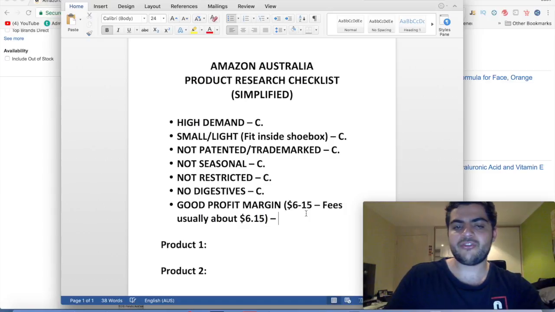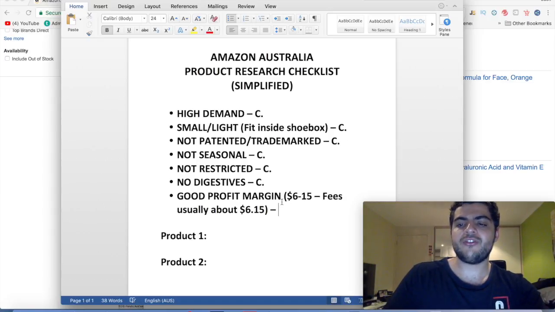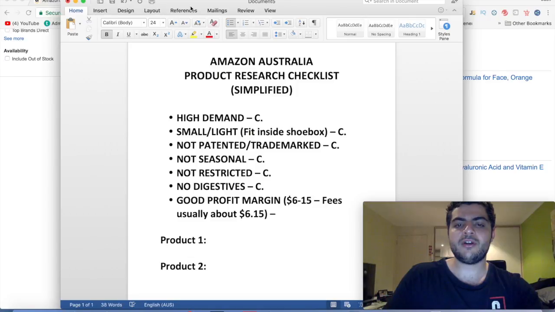Now, last thing you want to check: does it have a good profit margin? So what we're going to do is go into Alibaba, see how much it sources for, and then see what the sell price is and see if we've got a good profit margin.